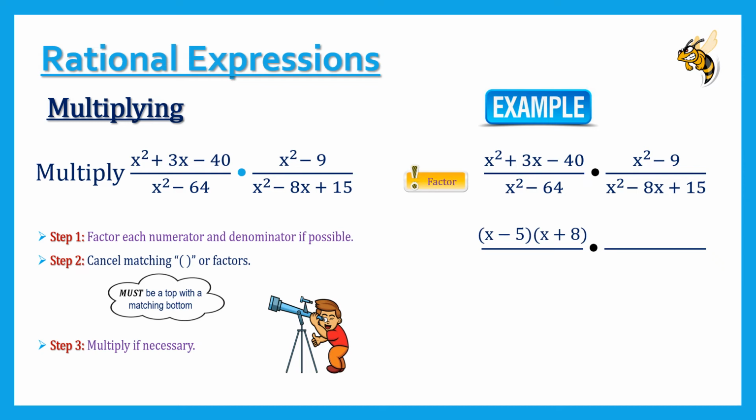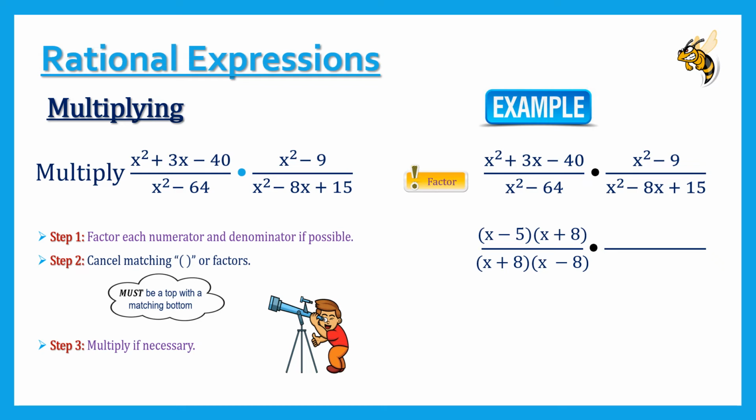The bottom is a difference of 2 squared. So what do I want to know? I want to know what is the square root of the first term and what's the square root of the second term. The square root of x squared is x, and the square root of 64 is 8. One parentheses always gets a plus, and the other parentheses always gets a minus. They have to be different signs for the middle to cancel out. So therefore, it's going to be x plus 8 times x minus 8.